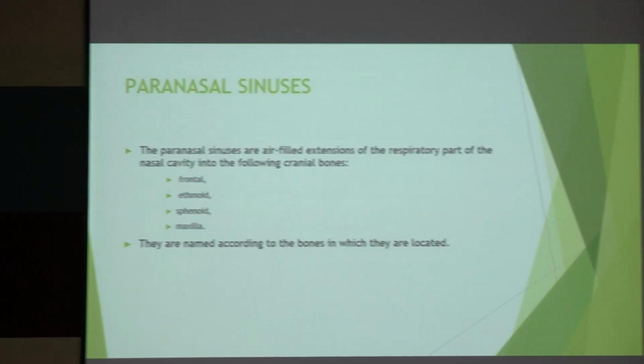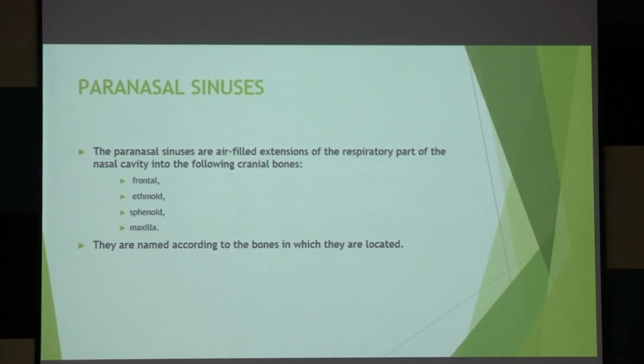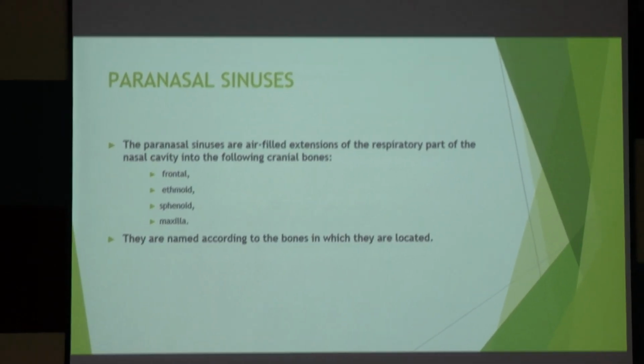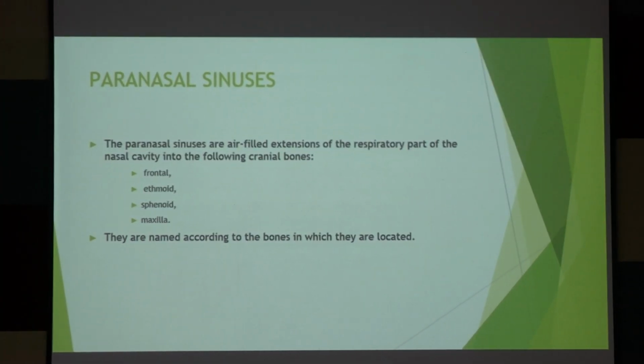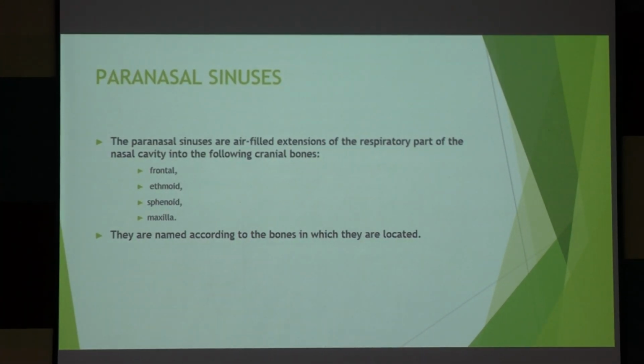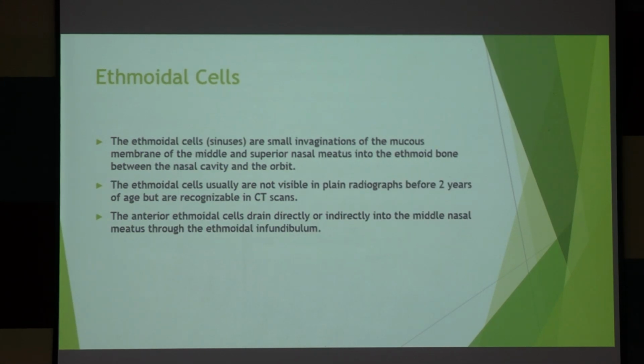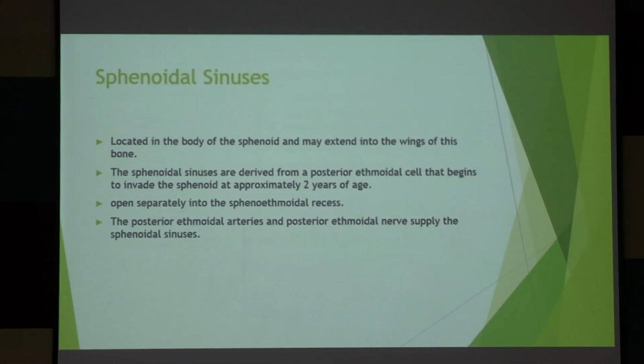In inferior meatus, which structure drains? The nasolacrimal duct. And the middle meatus, all the paranasal sinuses except posterior ethmoid sinus and sphenoid sinus, right? So maxillary sinus, frontal, anterior ethmoid all drain into the middle meatus, okay? And posterior ethmoid drains into the superior meatus, okay? And sphenoid drains into sphenoethmoidal recess, okay?